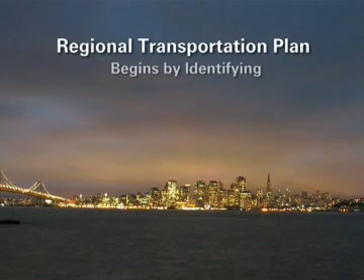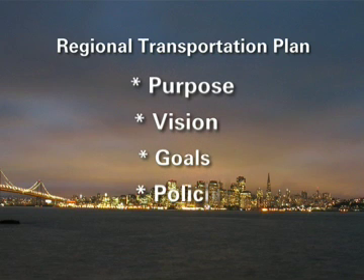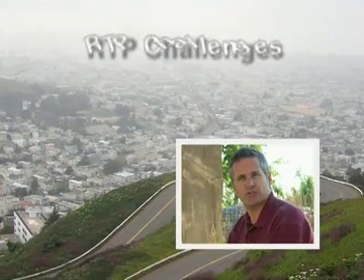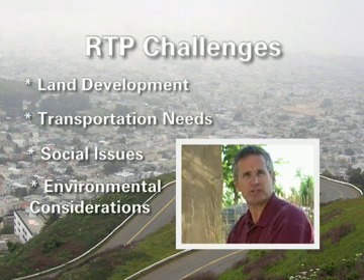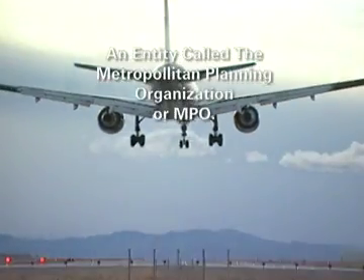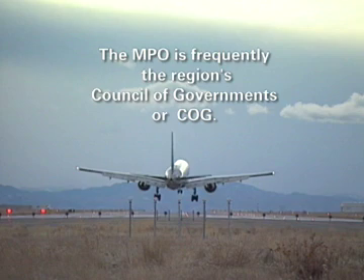A regional transportation plan typically begins by identifying its purpose, vision, goals, policies, and decision-making process. Then it describes challenges involving land development, transportation needs, social issues, environmental considerations, and funding. In larger regions, local governments work together with an entity called the Metropolitan Planning Organization, or MPO. This regional entity is frequently the region's Council of Governments, or COG. A Council of Governments is a regional planning organization that represents local governments and is guided by local government representatives.